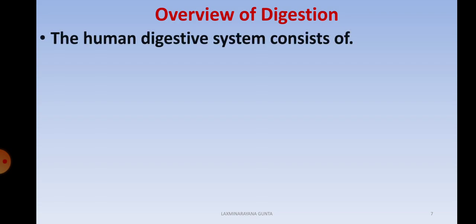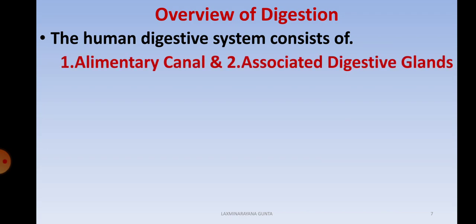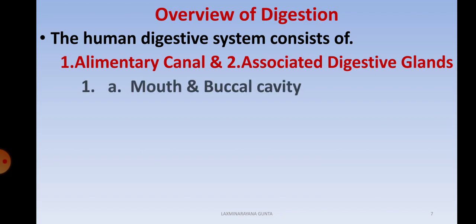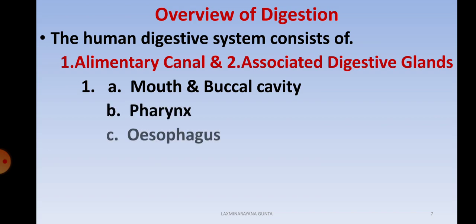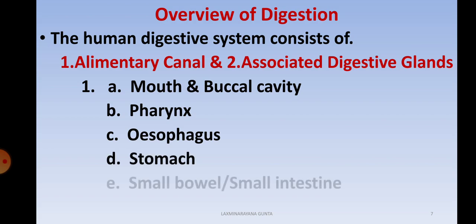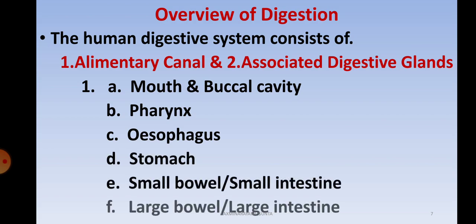Let us now discuss the overview of digestion. The human digestive system consists of the alimentary canal and the associated digestive glands. The alimentary canal is a long tube that starts with the mouth and ends with the anus. It measures about 8 to 10 meters in length. This alimentary canal includes the mouth and buccal cavity, pharynx, esophagus, stomach, small intestine, and the large intestine.